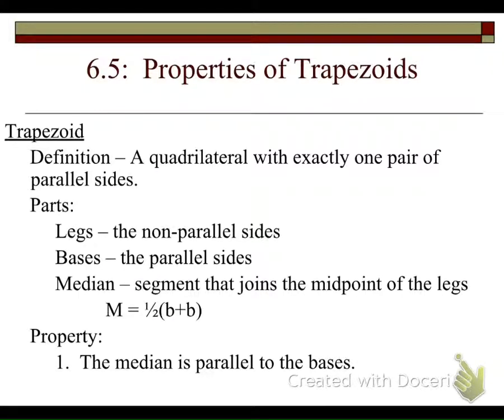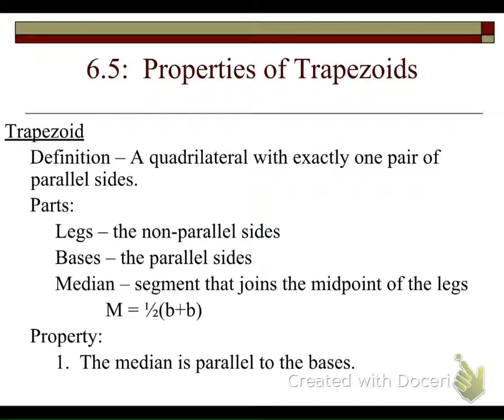So we have our definition of a trapezoid. It is a quadrilateral with exactly one pair of parallel sides. So one pair of parallel sides. We have different parts. So we have legs. Those are the non-parallel sides. We have the bases, which are the parallel sides. And there's going to be a median, which is the segment that joins the midpoints of the legs.